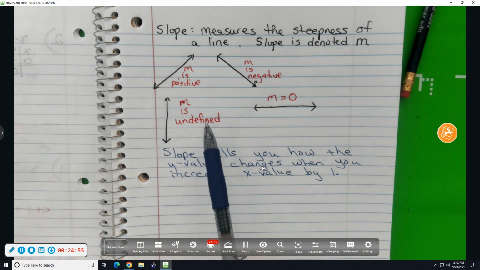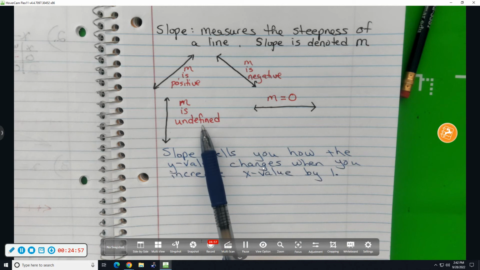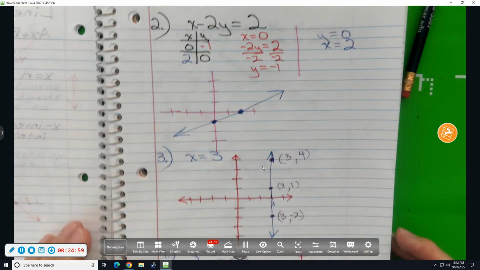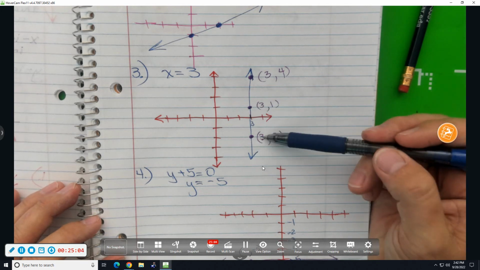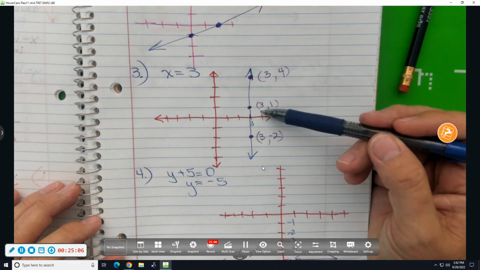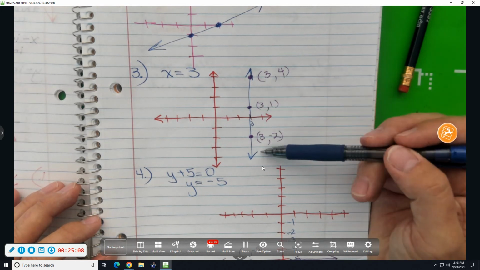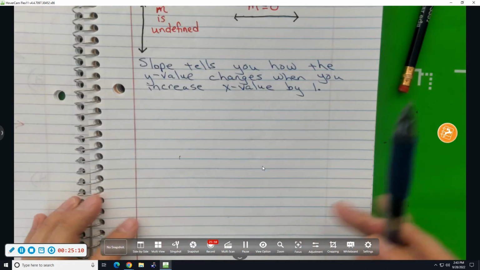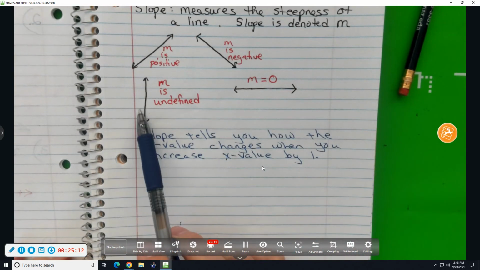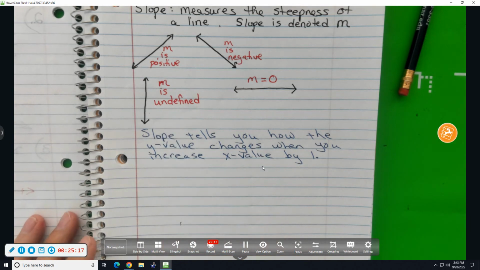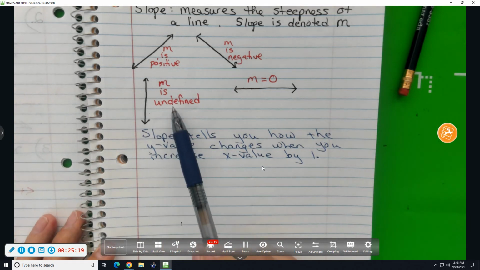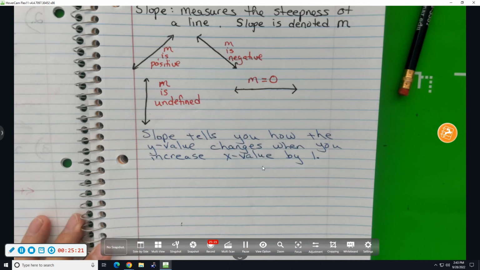Now with a vertical line, when you start changing the x values on that line, how is the y value changing? I claim that's meaningless. If you're looking at a vertical line, can you change the x values? No, the x values aren't changing. So to ask how the y value is changing when you change the x value on a vertical line, you're not changing those x values. That's one way of understanding why the slope is undefined.